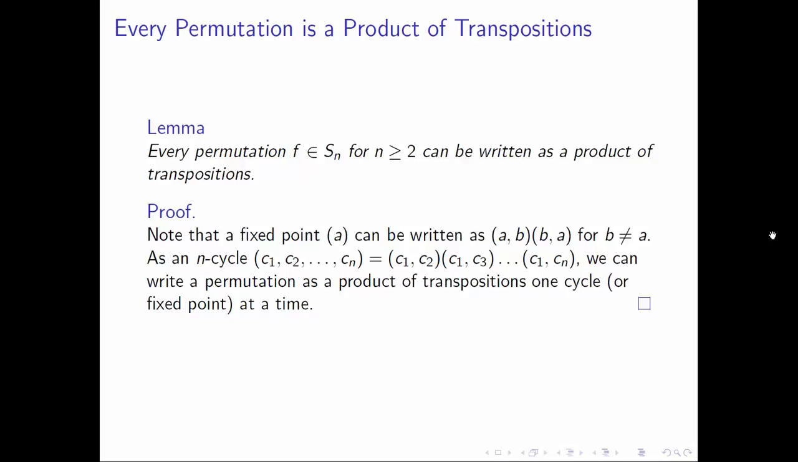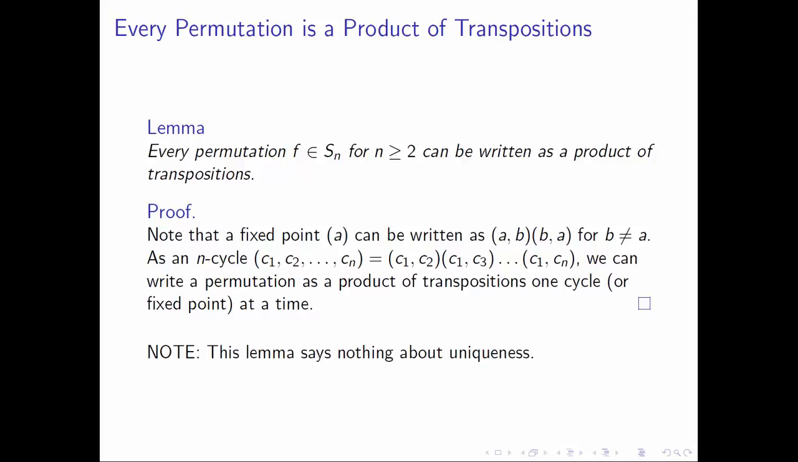So if we believe that we can take a fixed point and write it as a product of transpositions, and we can take an n-cycle and write it as a product of transpositions, then we can start out with an arbitrary permutation, which is just a collection of cycles of different lengths and fixed points. And we can just go through cycle by cycle and fixed point by fixed point and write each thing individually as a product of transpositions, and combining all of that together, you'll get a representation of this original permutation as a product of transpositions.